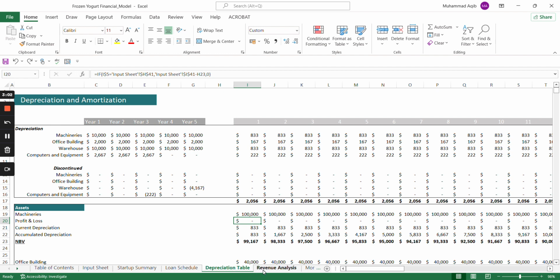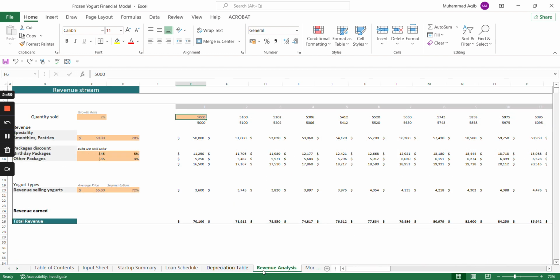their financial statements. Moving on to the revenue analysis, this allows frozen yogurt to project its sales over the 60 months period. For instance, the quantity sold is 5,000. If the quantity sold is increased to 10,000, the revenue will increase. However, the revenue can further be maximized if yogurt's segmentation percentage is increased to 100 as it has the highest average selling price. Moving on to the monthly P&L.